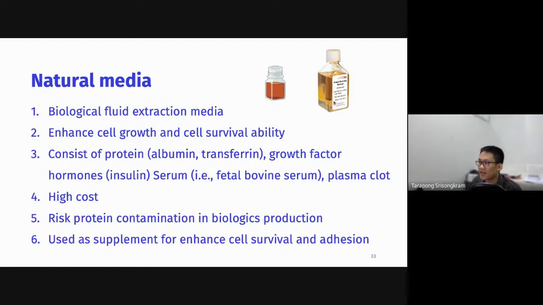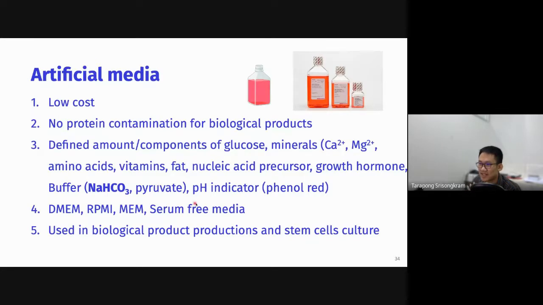Here in the natural media, I will show you the picture of the natural media. It is high cost because it needs to be extracted from animals, and it is used as a supplement for enhanced cell survival. And the artificial media has been used as a major media for cell culture. Because it contains no protein, it will have no contamination from biological products, so it is intensively used in biological production. If we produce some vaccine or biological product, purification will be easier if we use artificial media, such as serum-free media.